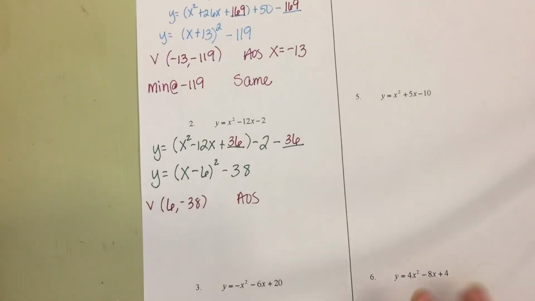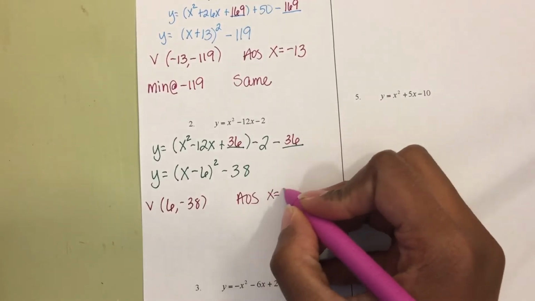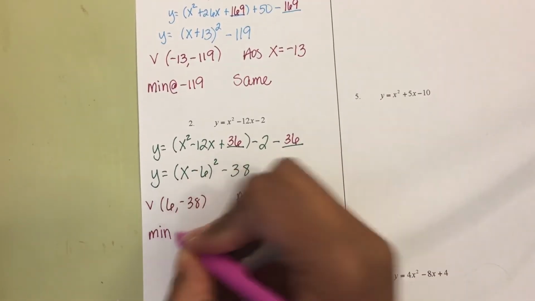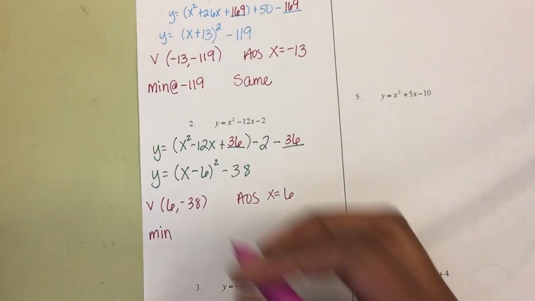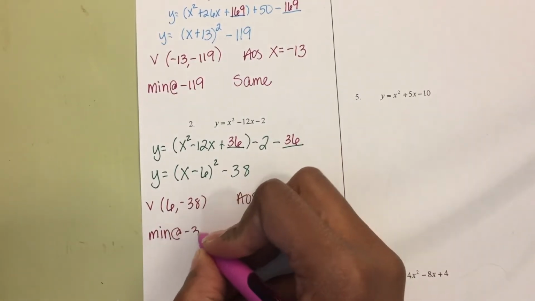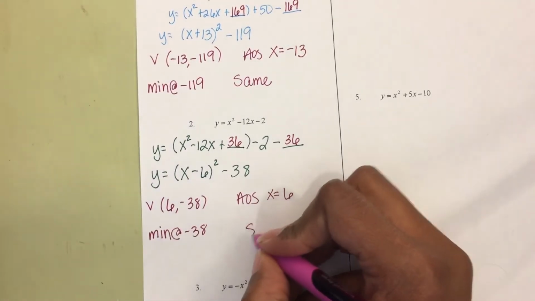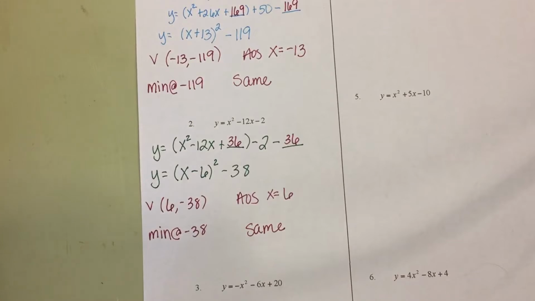Your axis of symmetry is x equals 6. There, again, a is positive 1, so there's a min at negative 38. And again, because a is 1, it's the same.